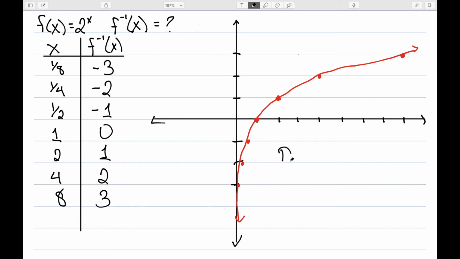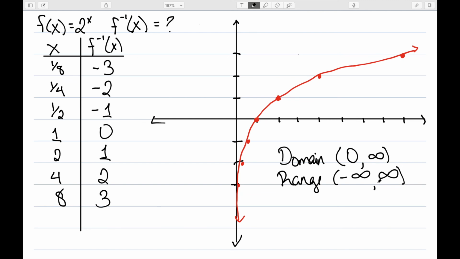From this graph, we can start to get a few things. For instance, the domain. You'll notice all the x values that are hit are above 0. They're all positive, so the domain of this is actually going to be (0, infinity). The range, on the other hand, the y values that are hit, this goes down infinitely forever, as well as up forever. So the range will be (-infinity, infinity).